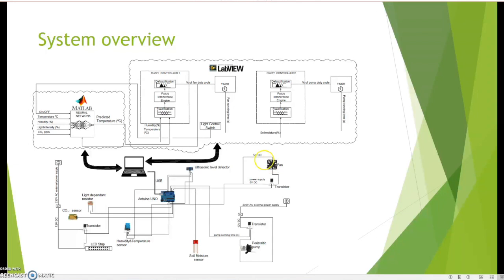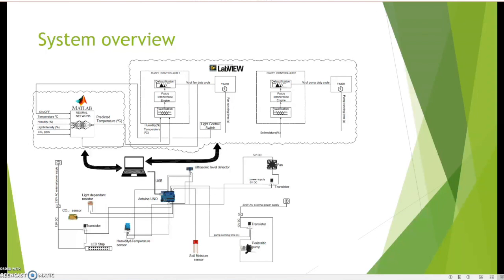Fuzzy controller 1, shown here, is used to control the ventilation of the greenhouse. Inputs into the controller are humidity and temperature measurements. And the third input is the difference between the measured temperature and the temperature predicted by the neural network, which comes in here. This extra input from the neural network is added to provide the controller with the ability to predict whether the next measured temperature is going to be colder or hotter than the previous one, and thus adjust the fan accordingly.